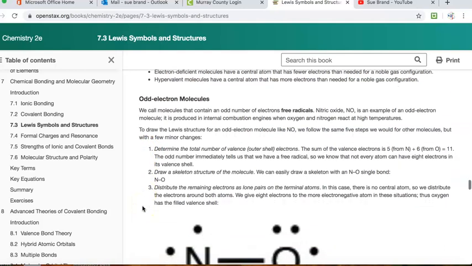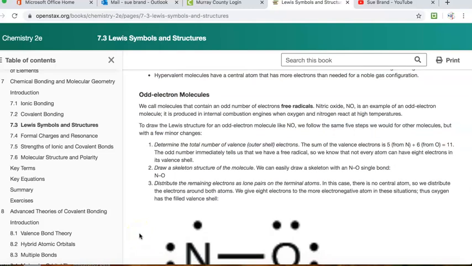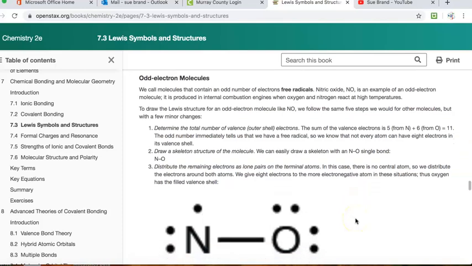So what do you do with odd electron molecules? We call molecules that contain an odd number of electrons free radicals. Okay, maybe you've heard of free radicals in biology. It's very common. A lot of times it's associated with aging, and rapid chemical reactions occur when you have molecules that have free radicals.